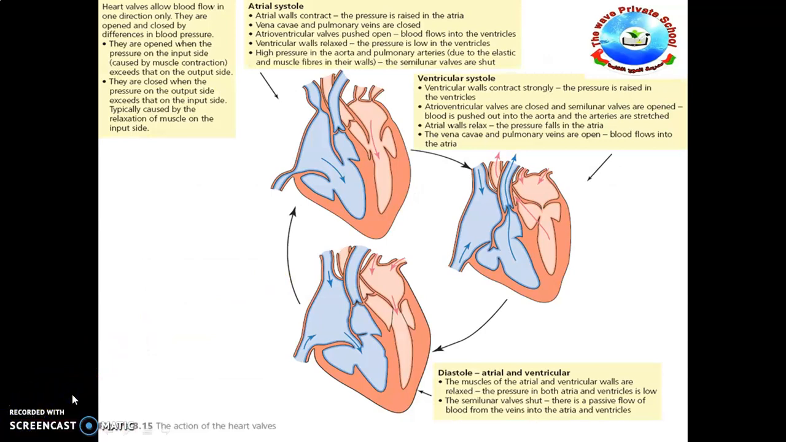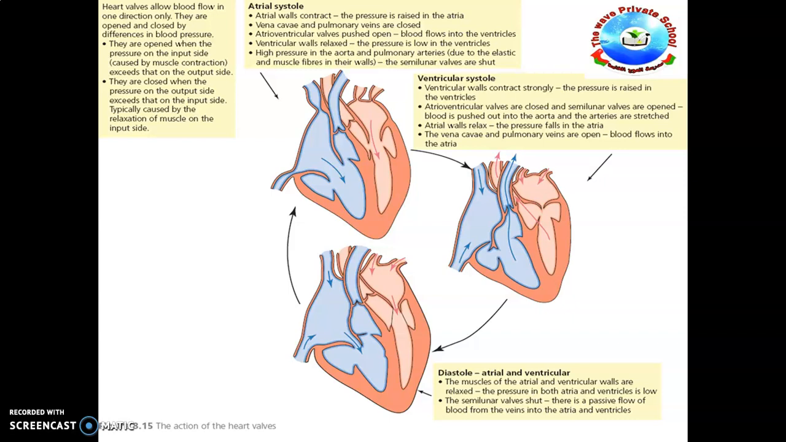As we are learning, the heart valves allow blood flow in one direction only. They are opened and closed by differences in the blood pressure. According to the blood pressure, these valves are opening and closing by themselves. So the cardiac cycle is the sequence of events of a heartbeat by which blood is pumped all over the body. As we know, the heart beats at the rate of about 75 times per minute. So each cardiac cycle is about 0.8 seconds long.